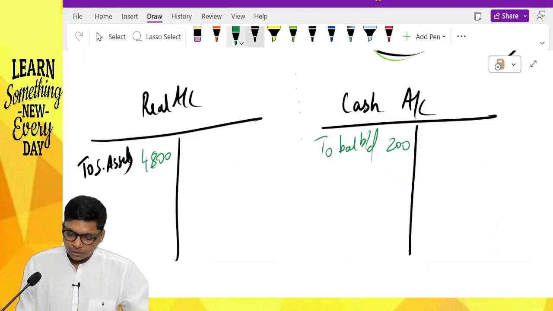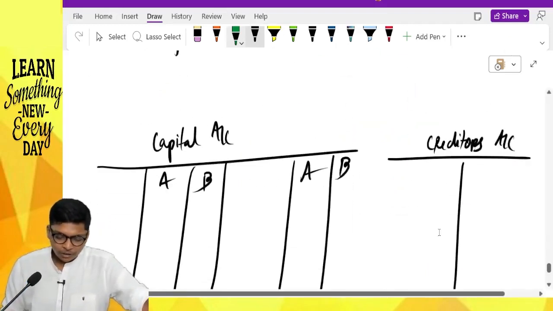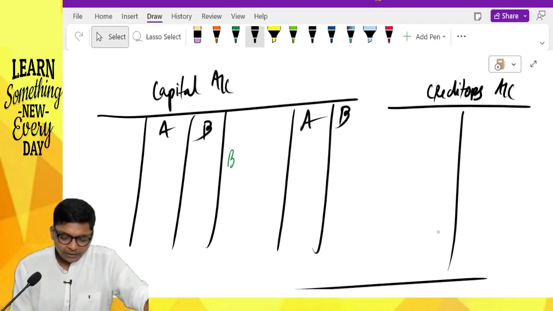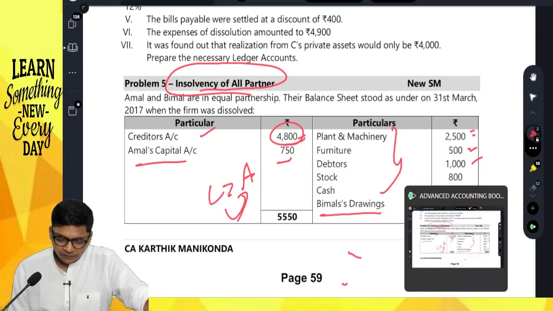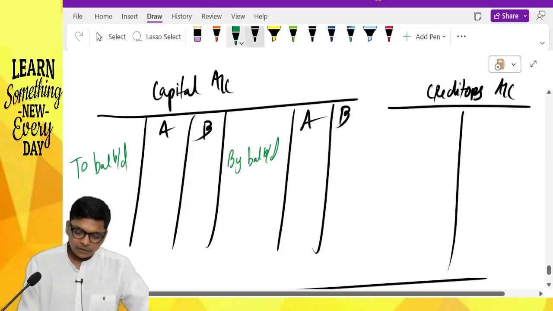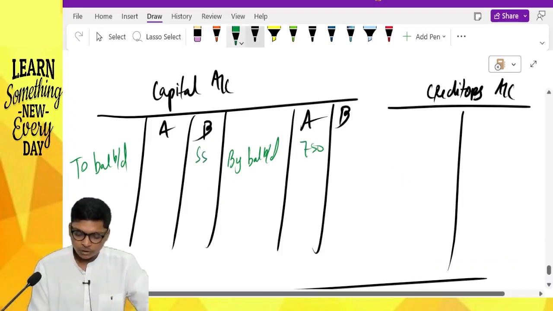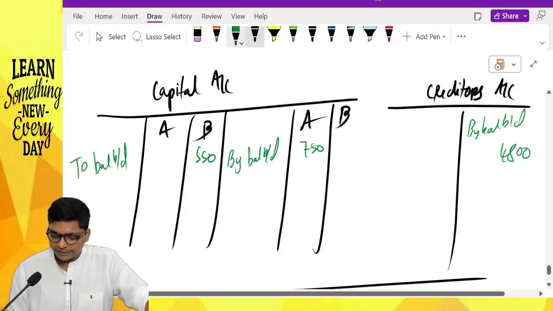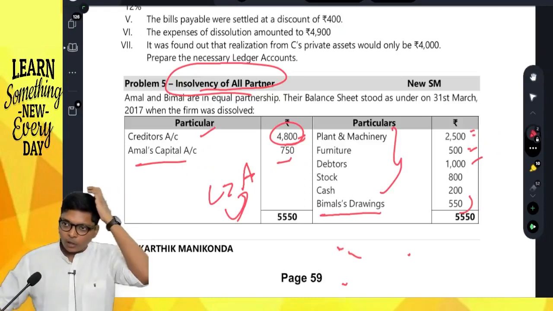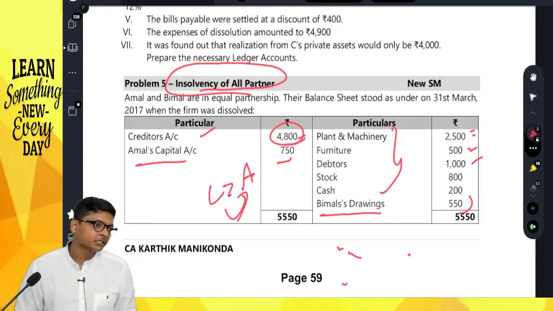Similarly, cash opening balance, to balance brought down, how much, guys? 200. Similarly, go to partners capital account. Balance comes on which side? Both sides, guys. By balance brought down, for Amal 750, for Bimal 550. Creditors also, by balance brought down 4800. Copy paste the balance to the respective ledgers.